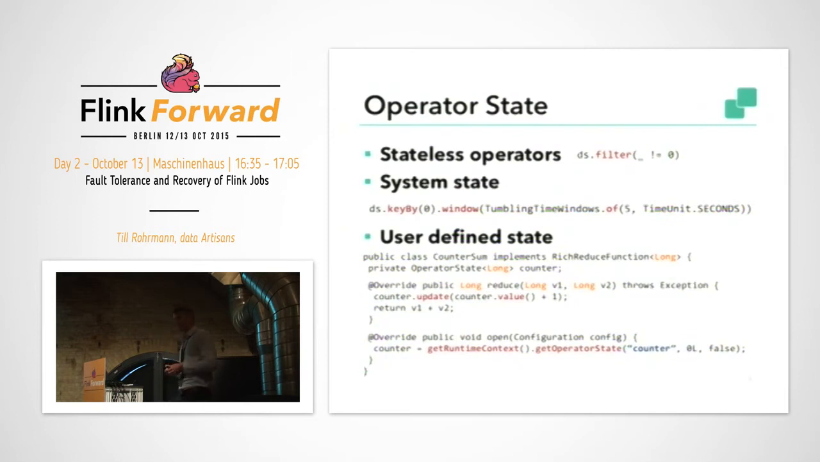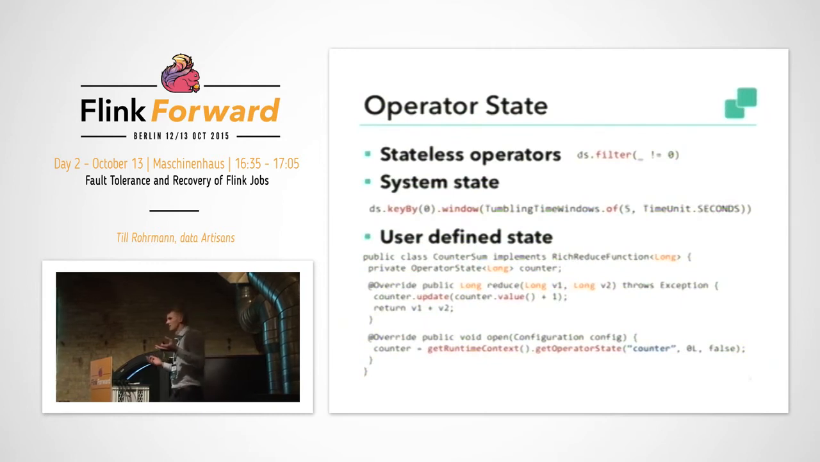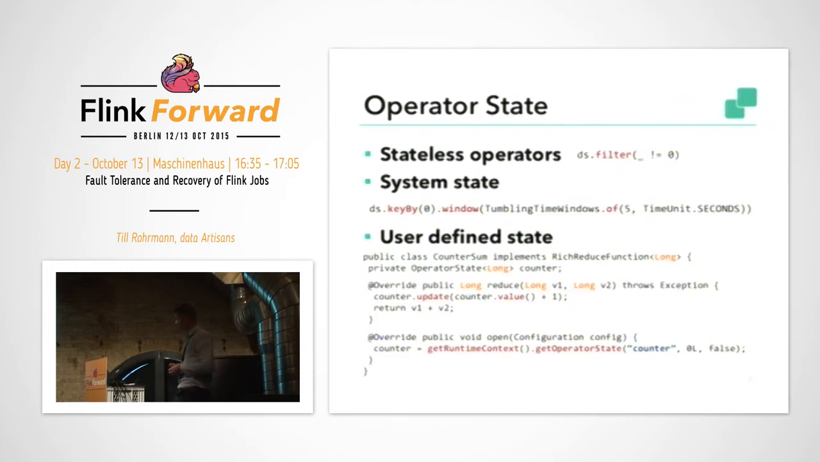Then we have operators which have system state, like operators which create windows. So whenever a checkpoint or a snapshot is supposed to be drawn, you also have to include the current states of the windows you're constructing at this operator, because in case of a failure, you want to reconstruct it, right? Otherwise, the windows won't be the same.